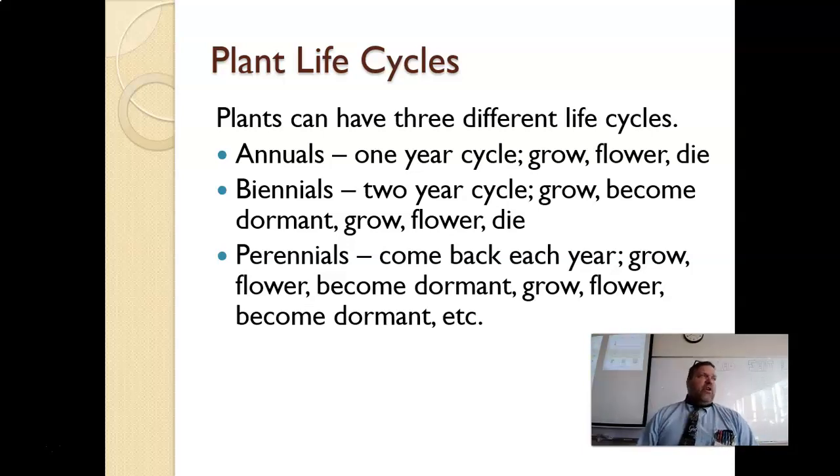And then the last one is called a perennial. Perennial means every year it comes back. It grows, it flowers, becomes dormant, grows, flowers, dormant, grows, flowers, dormant. Grass is an example of perennial. You don't have to plant grass. It dies in the winter, gets really cold. Guess what happens in the spring? It grows back. Yep. There's certain flowers like that that just grow back every year.